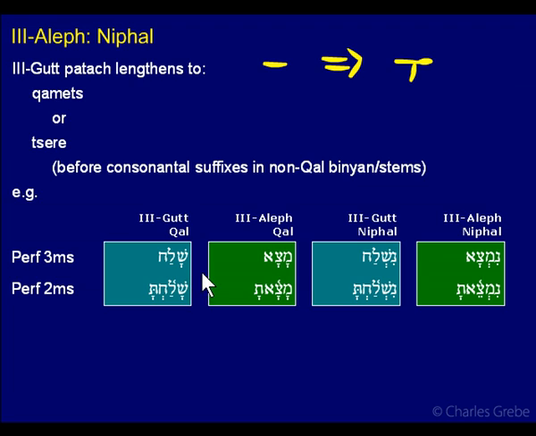Matza. Shalach becomes matza. Now here you have nishlach. Your third guttural patach lengthens again, nimtza. Aleph quiesces, and the patach lengthens to qamets. That's what we have come to expect. That's what this is here.